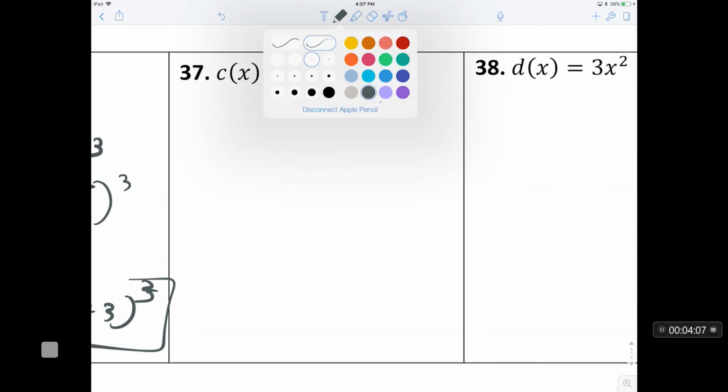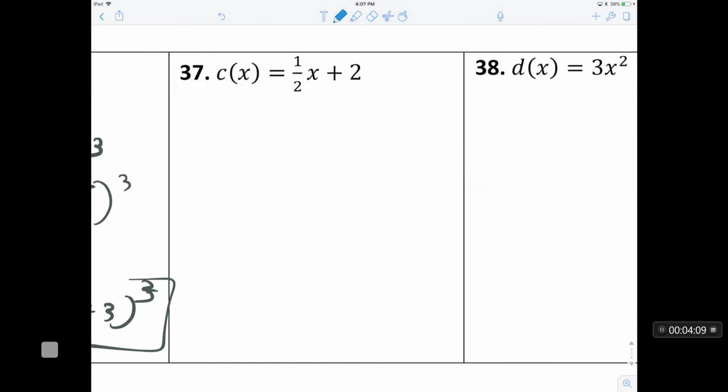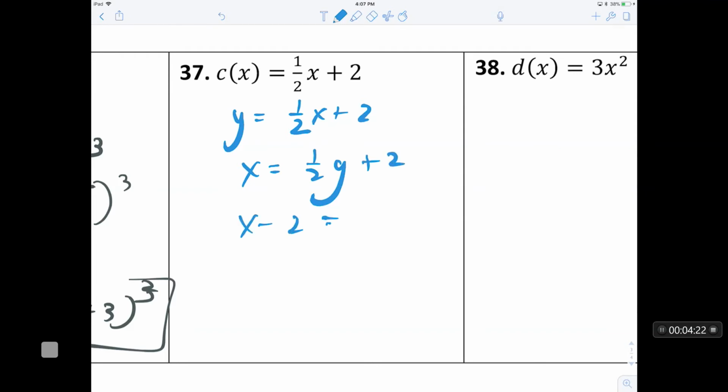Alright, let's check out 37. Let's see. Y is equal to 1 half x plus 2. Switch the x's and y's. Okay, now I'm solving for y, so I have x minus 2 is equal to 1 half y. And then I get 2x minus 4 is equal to y after I multiply both sides by 2. So let me write that as C inverse.